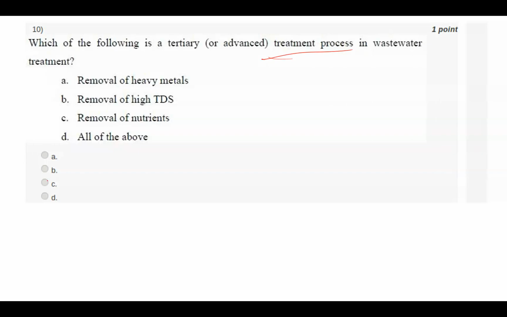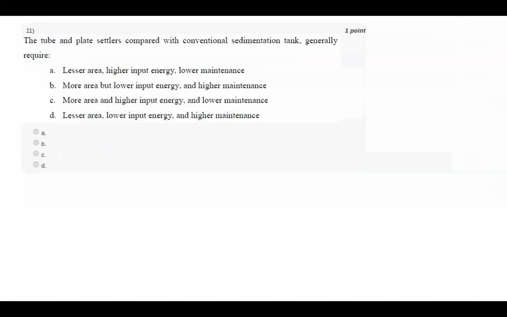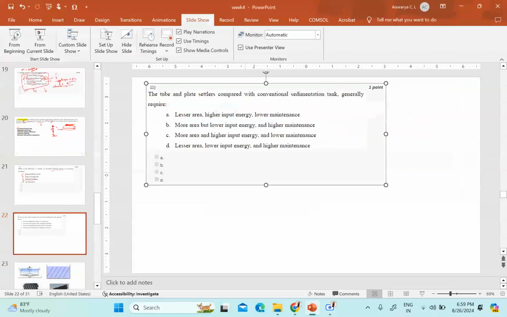All the above, yes, that is right. All the above is the tertiary treatment, or removing of the heavy metals, removing of TDS, and removal of other nutrients. These all come under the tertiary treatment process. Okay, now we go for the next question.